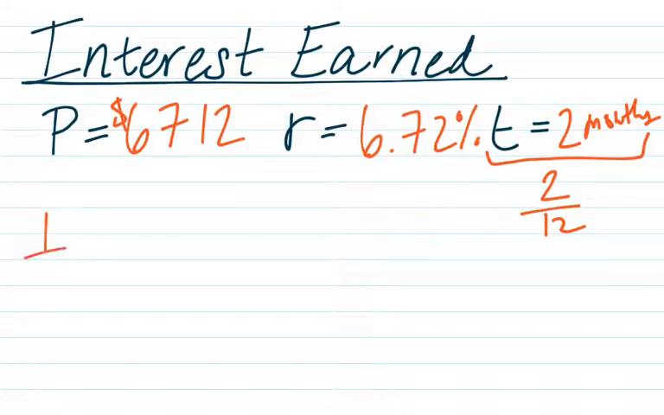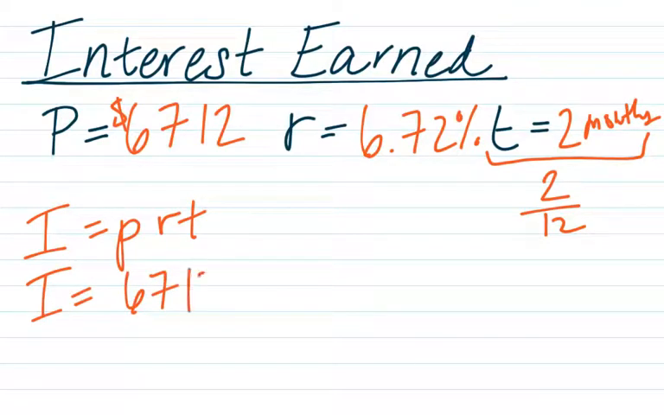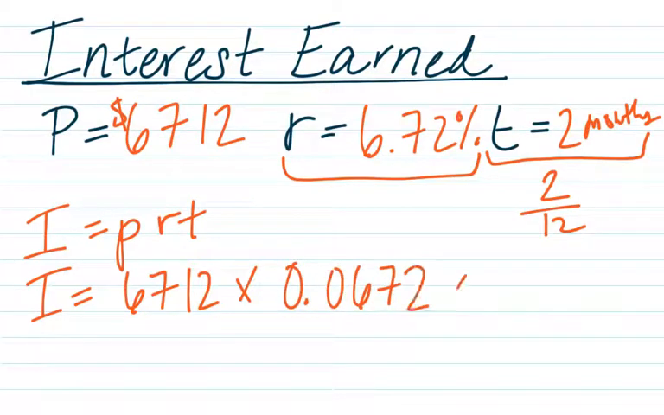Okay, so I equals PRT. So I is going to equal the principal, 6,712, times our rate written as a decimal, 0.0672, times our time, which is 2/12. When you do this, if you do 2 divided by 12 to get that numerical value, make sure you put that in parentheses just so you don't have any issues with the computations. It should work for order of operations, but I like to just be sure.